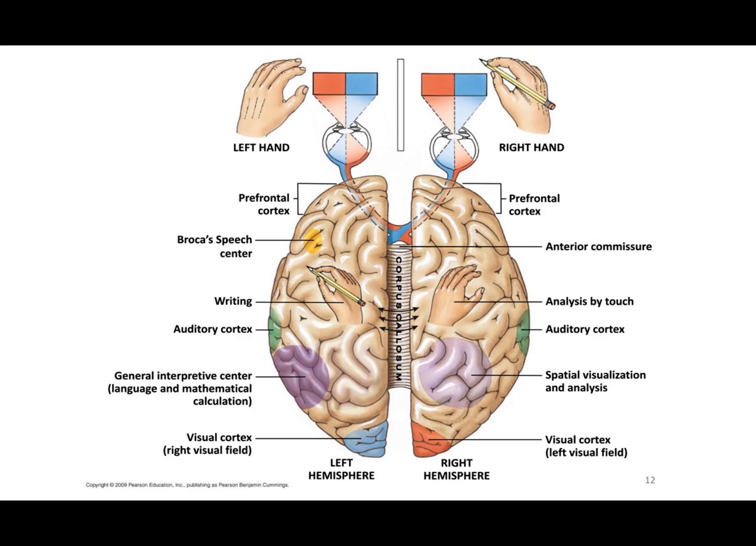Typically the speech area is going to be found in the left hemisphere in most people. The math portion of your brain can be here. So those types of things. This is that lateralization idea that we talked about.